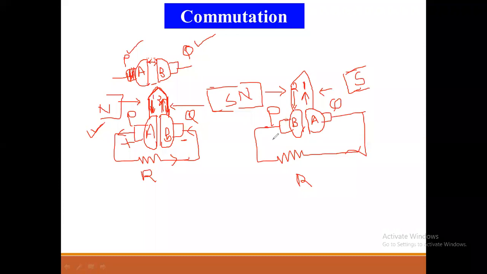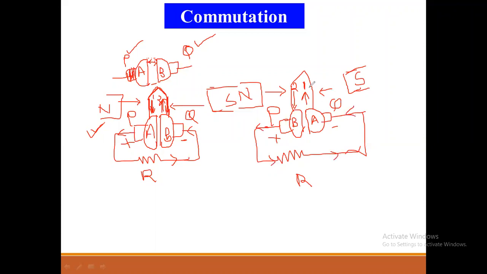Which is the positive brush, P or Q? P. P brush is the positive brush, Q brush is the negative brush. What is the sentence at the first time? That is, current flowing through the armature coil is always towards the positive brush. Always towards the positive brush means the current direction should be towards the P brush. So the current flowing from the load resistance, what will it be?